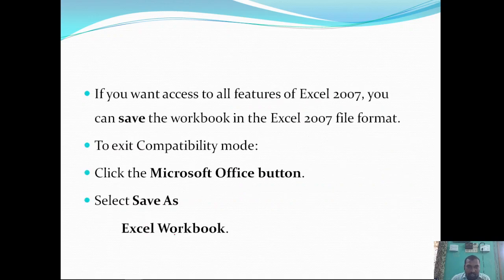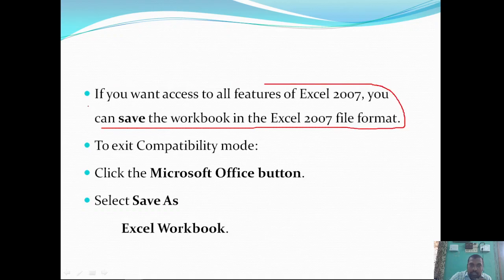so if you want to access all the features of Excel 2007, you can save the workbook in the Excel 2007 file format. Then all the features of 2007 will be included. So what you need to do if the document is opened in compatibility mode is save the document as the Excel 2007 file format. Then the information available in the document is displayed as usual, and all the features of 2007 will be available. Then you can perform more operations effectively.